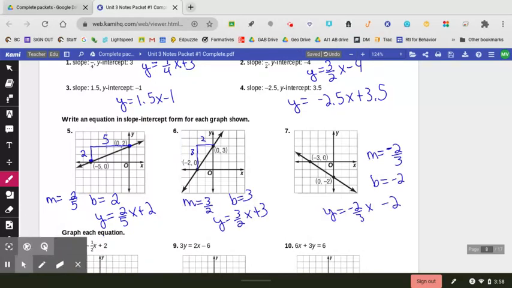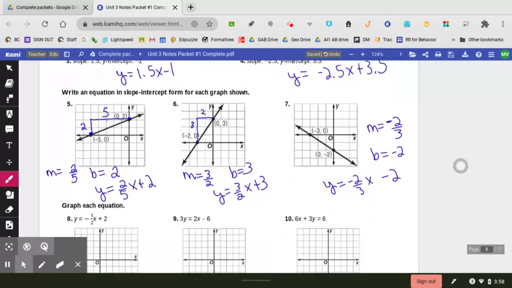So hopefully you paused and did these. So 6, my slope is 3/2. My y-intercept is 3. So it's y equals 3/2 x plus 3. 7, my slope is -2/3. Y-intercept is -2. So it's y equals -2/3 x minus 2.